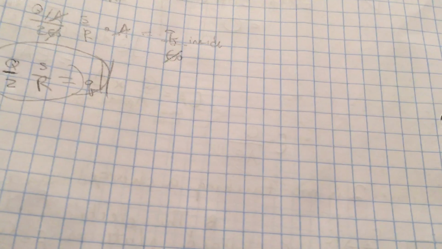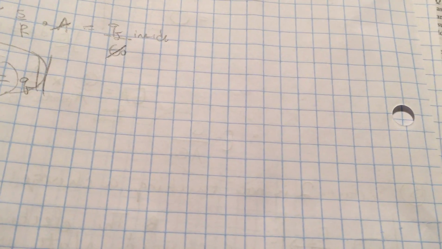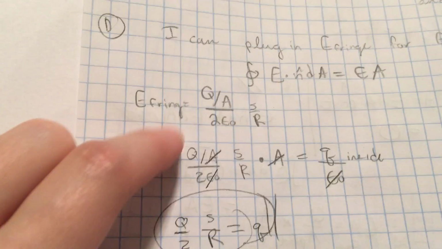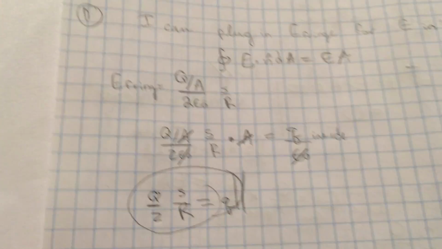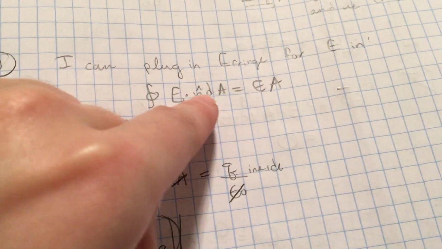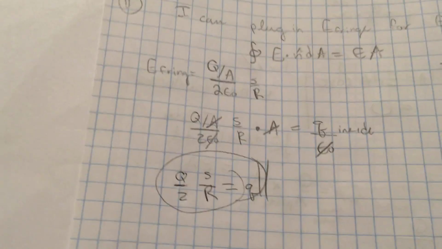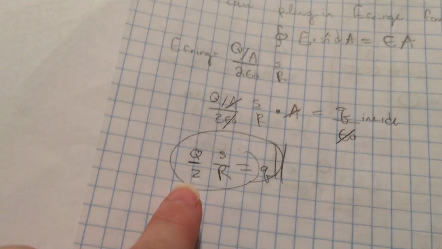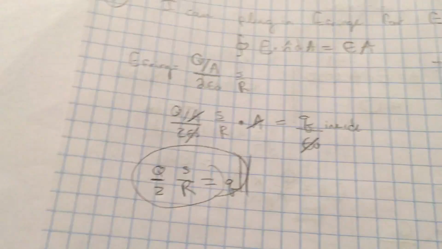So then we go on to part D, and it says, using information, E fringe, determine Q. So I plugged E fringe in for E, and I have E dot N dA equals EA. So I have E fringe, Q over A, 2 epsilon naught S over R. So I went ahead and set them equal to each other because we know E dot N dA, which equals EA, is also equal to Q over epsilon naught according to Gauss's law. So you simplify everything and cancel out your variables, and you get Q over 2 times S over R equals Q.